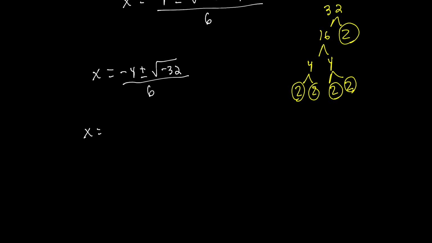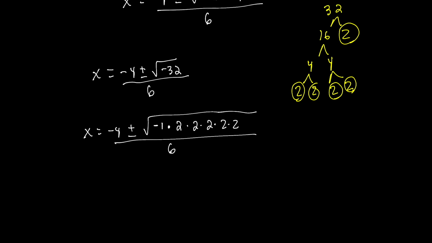So I can rewrite the square root of negative 32 as the square root of negative 1 times 2 times 2 times 2 times 2 times 2 all over 6. It's at this point that I'm going to get the pairs. So I get a pair of 2's, I get another pair of 2's. Also keep in mind that the negative 1 can also exit out the square root if I exchange it for i. So I'm going to get i, and then one 2 is going to be able to exit the square root, and then the second 2 is going to be able to exit the square root.